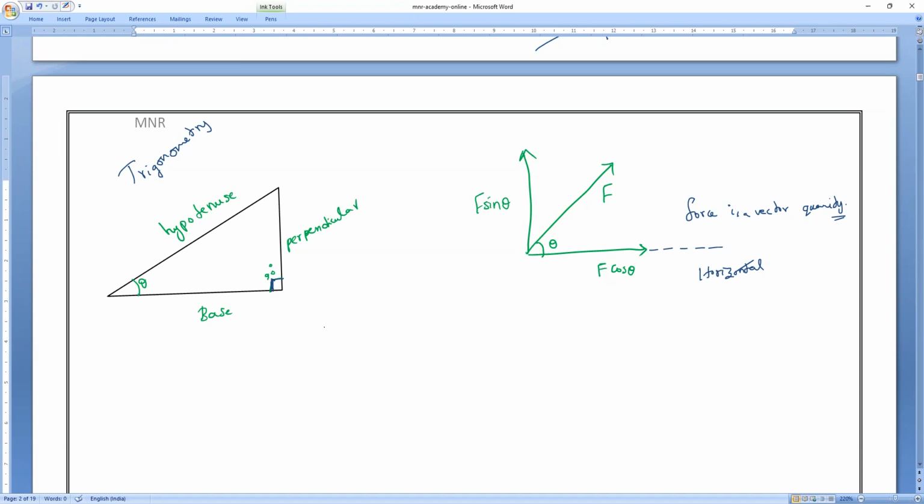Based upon this only, everything will be understood. Now if you notice, this is actually half. If I project a vertical line, this is actually a right angle triangle. So that's all that is allowed. Now, whenever the force is applied inclined to the horizontal, force is a vector quantity.